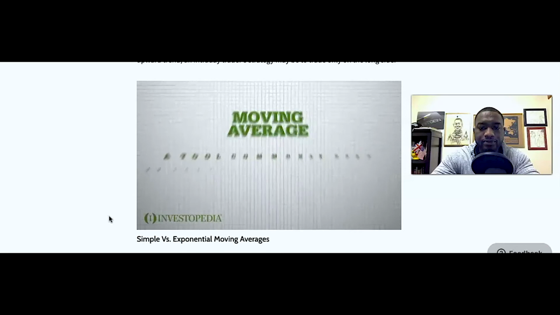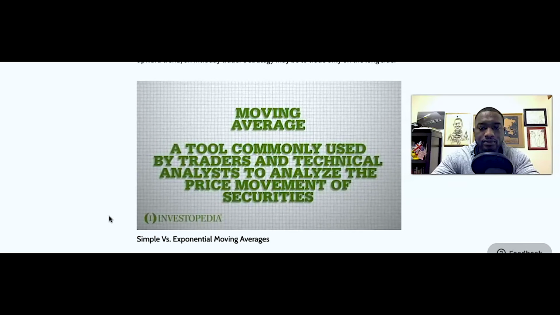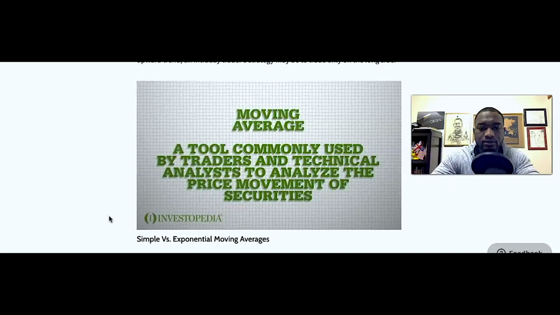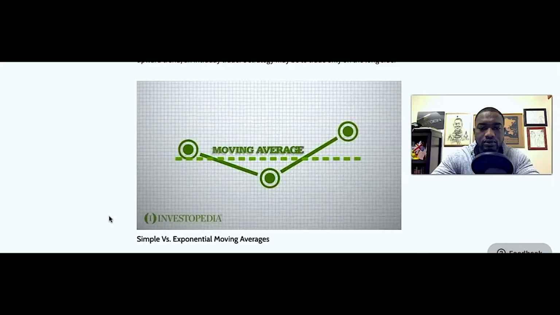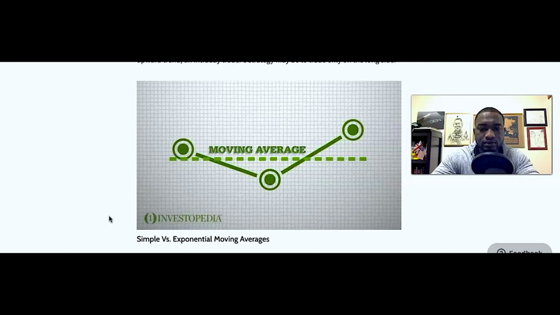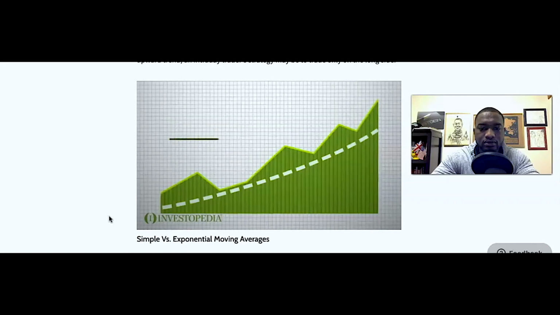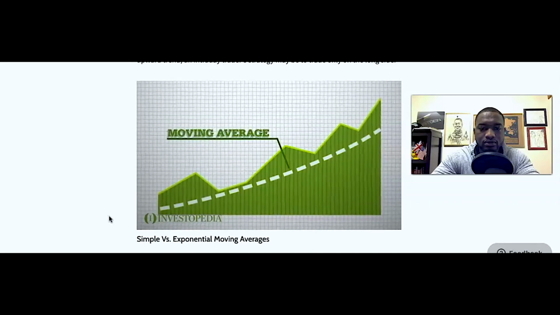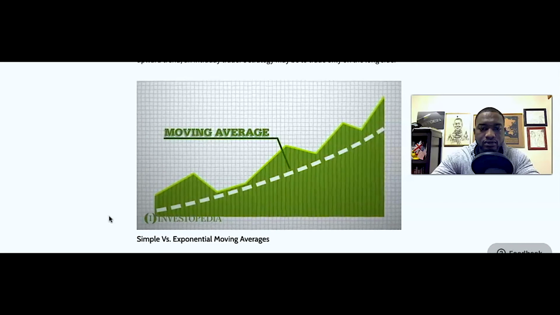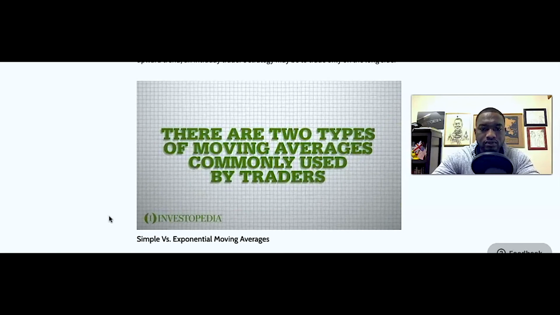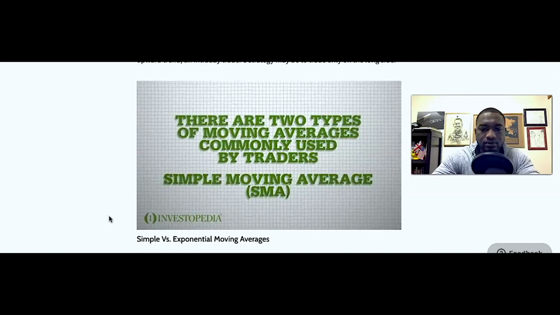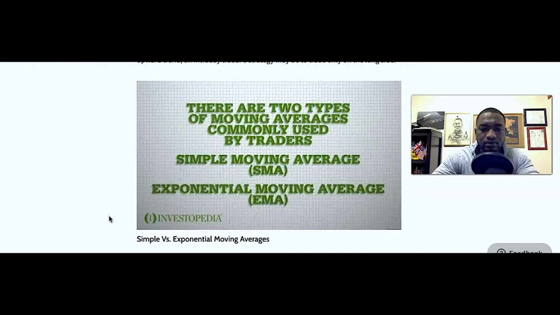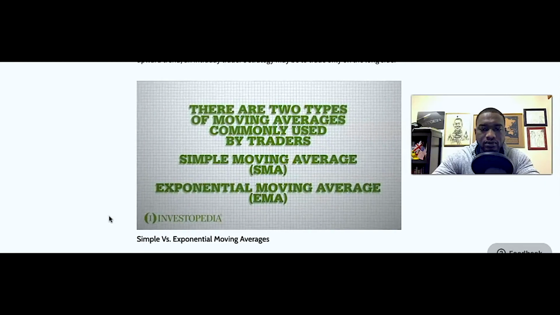The moving average is a tool commonly used by traders and technical analysts to analyze the price movement of securities. The moving average is simply an average of a series of data points over a given period of time. Traders use moving averages to smooth out fluctuating data in order to identify overall trends and cycles. There are two types of moving averages that are most commonly used by traders: the simple moving average, SMA, and the exponential moving average, EMA.